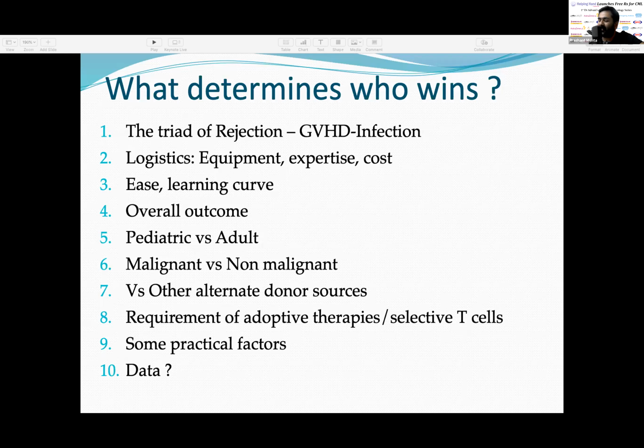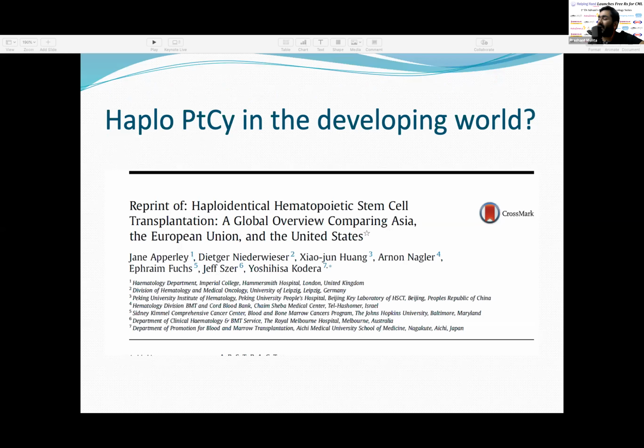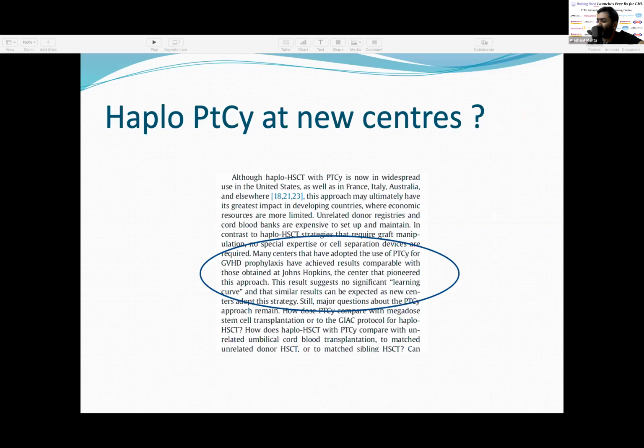In the lymphoid malignancies, the PTCY haplos, the relapse rates are a little higher because the intensity of the conditioning is not as great as it should be or can be with MUDs. So haplo PTCY in the developing world, this is some combined data from Europe and also some data from Israel and China. And the world feels now that PTCY is here to stay, and the learning curve is also pretty steep. It can be done in resource constrained settings. The cost is less of a constraint than we have the cost constraints for MUD. MUD is again a lot of logistic delay.